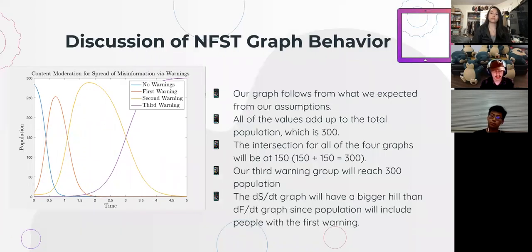So starting off with the NFST graph, our assumptions are correct. All their values add up to 300 of a population. For example, when t is equal to 1, the sum of all four graphs will be 300, making this a valid graph. And finally, our second warning graph has a bigger hill than the first warning graph.